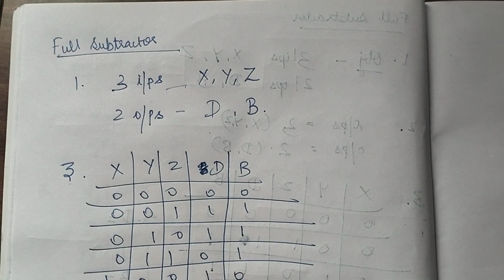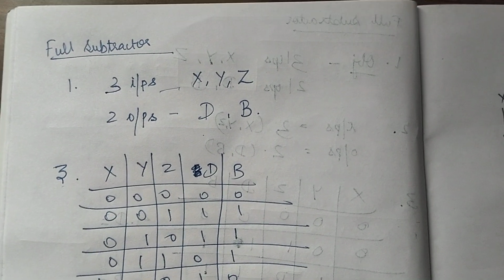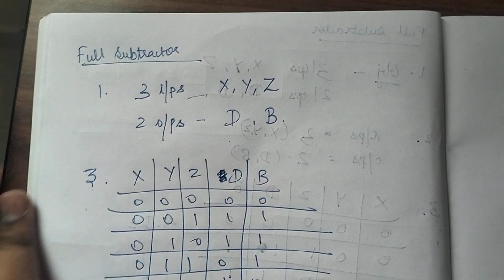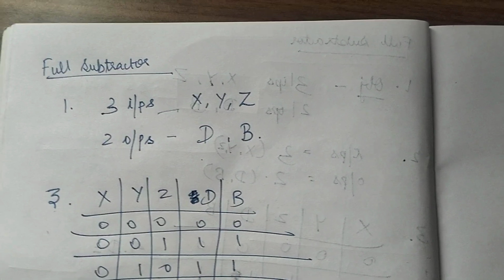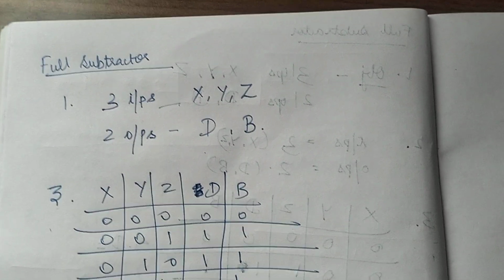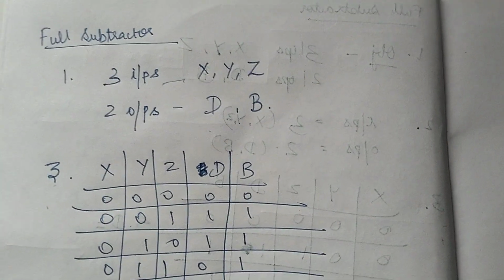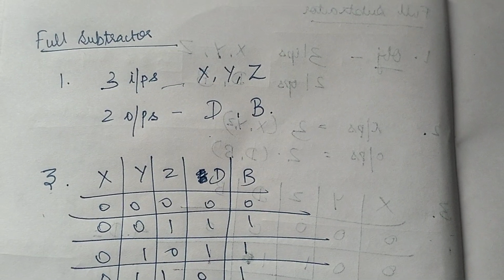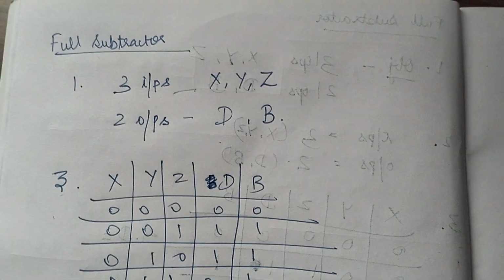We'll look at one more example of designing a combinational circuit. The case I have taken here is the full subtractor. So step 1, listing the objective. What is our objective? We have 3 inputs given to us, x, y, z, and we need to formulate a circuit which gives us 2 outputs, the difference and the borrow.